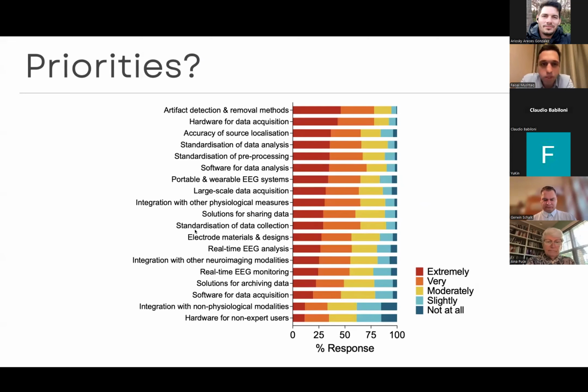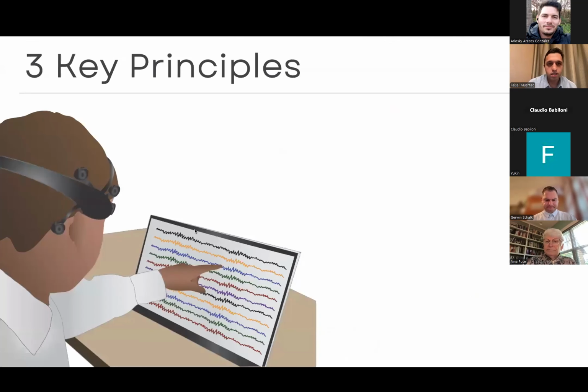We came up with a bunch of domains of activity, and we said, okay, how important is this to your work? And we end up with this plot here, which shows that actually people think most of these things are important. It's just a relative prioritization issue. I find that artifact detection and removal methods are important. Standardization is critical, as well as the development of portable and wearable EEG systems and so on. I won't read the whole thing out for you. You can take a look for yourself. And the question is, how are we going to start realizing these priorities?